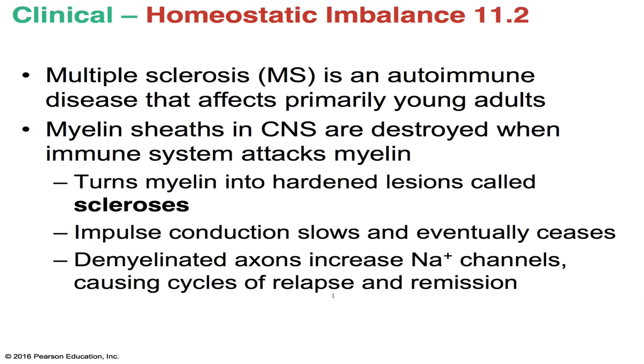Multiple sclerosis, or MS, is an autoimmune disease that affects primarily young adults. The myelin sheath in the central nervous system gets destroyed. This happens because the person's immune system attacks the myelin. The myelin gets turned into hardened lesions called scleroses. This causes the impulse conduction to slow down and eventually cease. Then we see an increase in the number of sodium channels in the demyelinated axons, and this is what causes the cycles of relapse and remission.